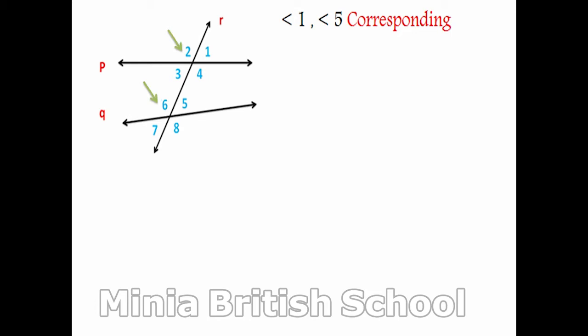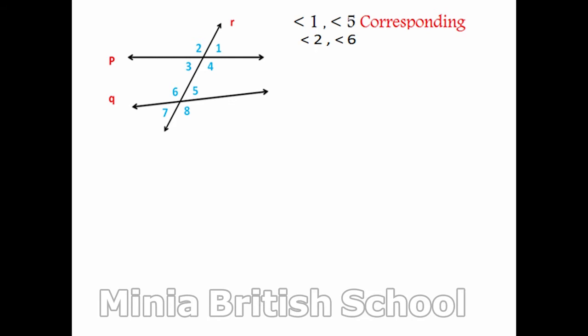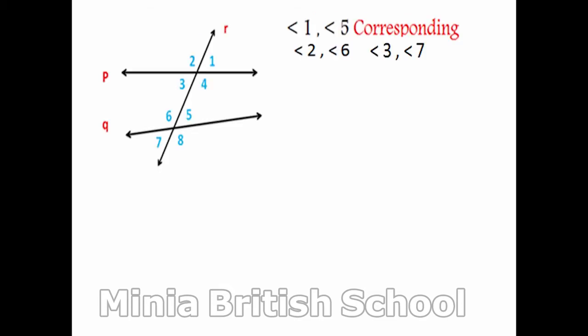Angle 2 and 6 are corresponding angles. Angle 3 and 7 are corresponding angles. And angle 4 and angle 8 are corresponding angles. So, these are the four pairs of corresponding angles that are formed: 1 and 5, 2 and 6, 3 and 7, 4 and 8.